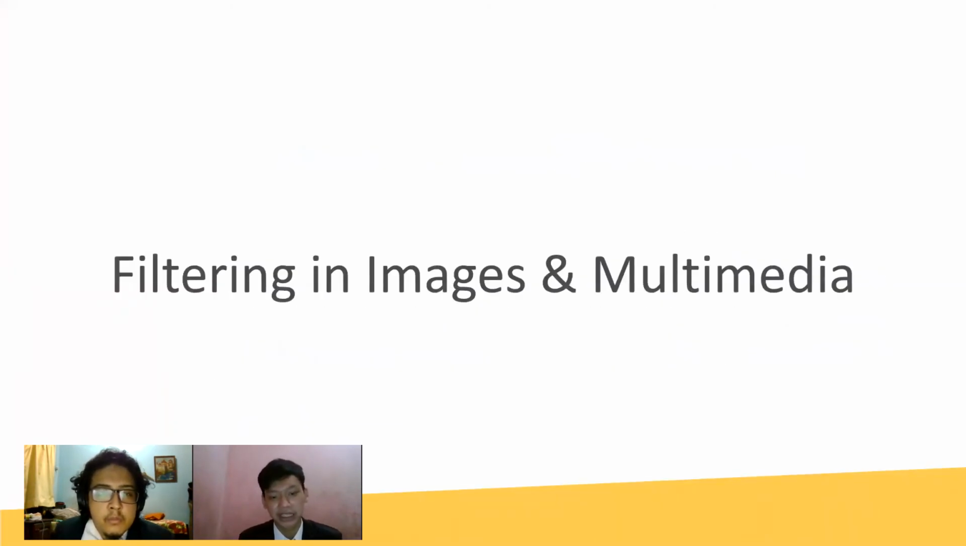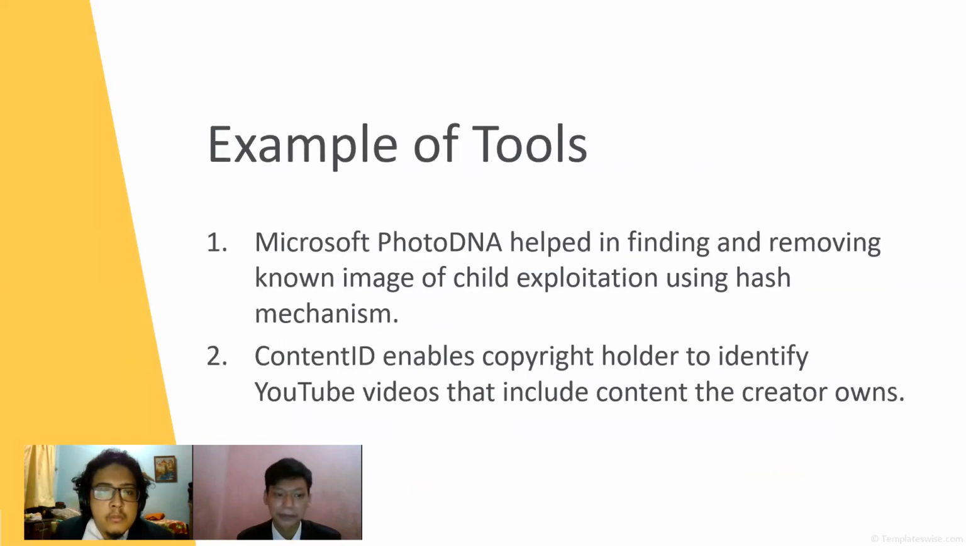Next is filtering in image and multimedia. An example of a tool for this filtering is Microsoft PhotoDNA. It helps find and remove known images of child exploitation using a hash mechanism. And then the next one is YouTube Content ID, which enables a copyright holder to identify YouTube videos that include content that the creator owns.